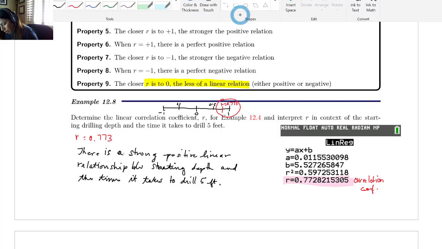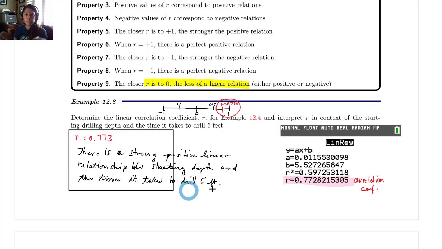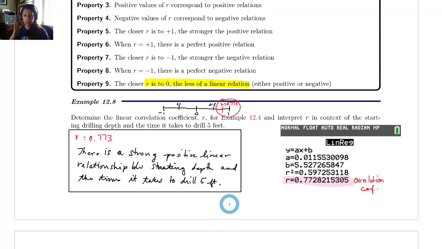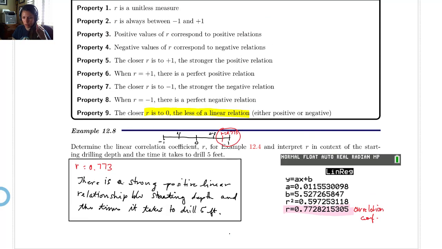Okay, so notice that I could say r equals 0.773. But what does it mean to the world? If I wanted to talk to you about it and I knew nothing about statistics and I was working in a business where the machines I sold were drilling rocks, what would I say to customers? Oh, you know what? Our machines are hard.